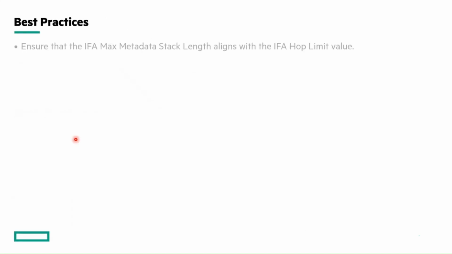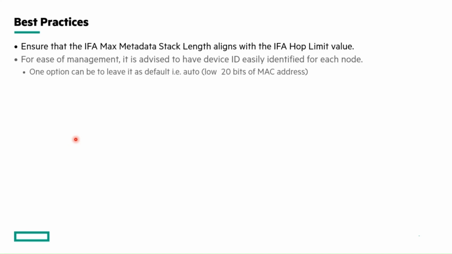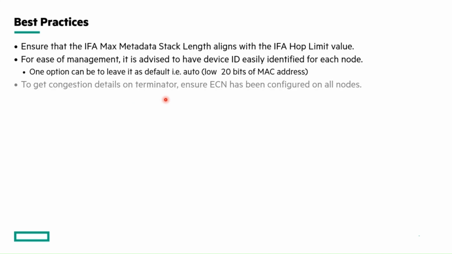Coming to the best practices, you need to ensure that the IFA max metadata stack length aligns with the IFA hop limit value. For ease of management, it is advised to have a device ID which is easily identified for each node. For example, one option can be to leave it as default, that is auto, which means the lower 20 bits of the MAC address will be configured for the device ID.